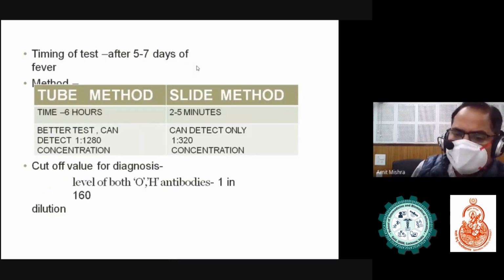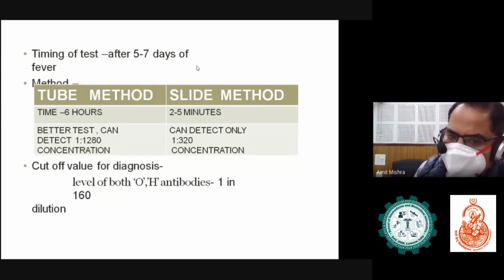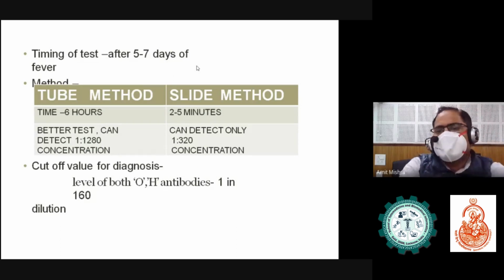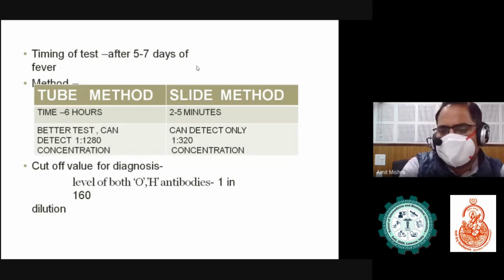The timing of the serological test is better after 5 to 7 days of the fever, and the method is a tube method or a slide method. The tube method takes around 6 hours and can detect dilution up to 1 in 1280. The slide method is a faster one. It's done in 2 to 5 minutes and can detect only 1 in 320.